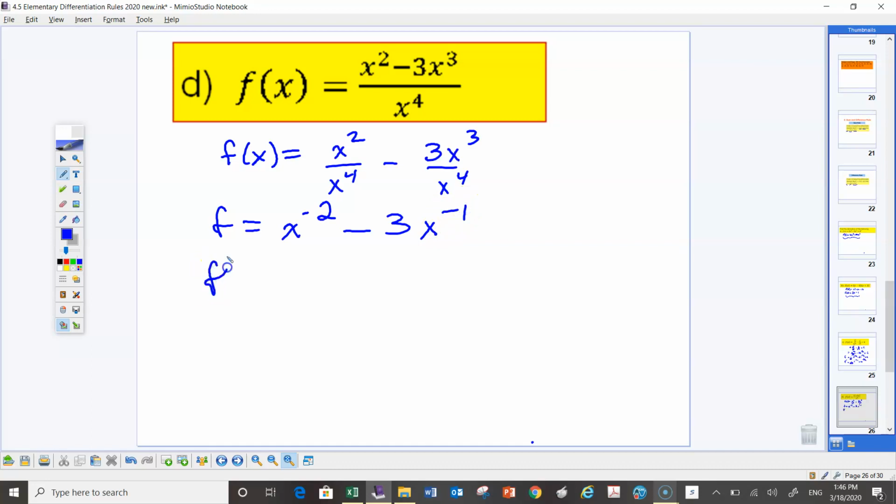Now we're ready to take the derivative. So using the power rule, the negative 2 comes out front. I subtract 1 from my exponent. The negative 1 comes out front. I subtract 1 from my exponent, and that would be my derivative, which represents the slope of my tangent line.